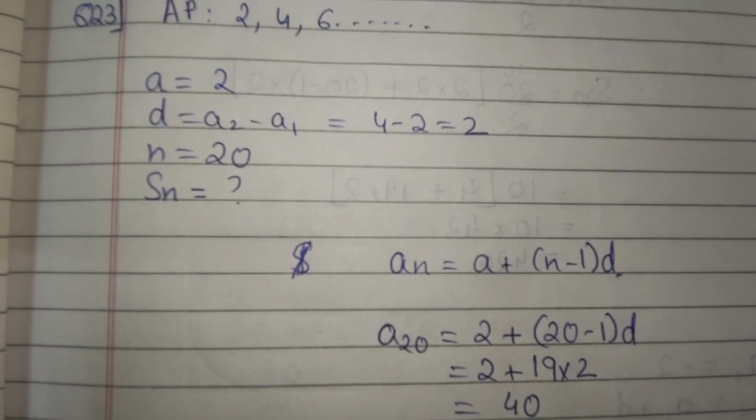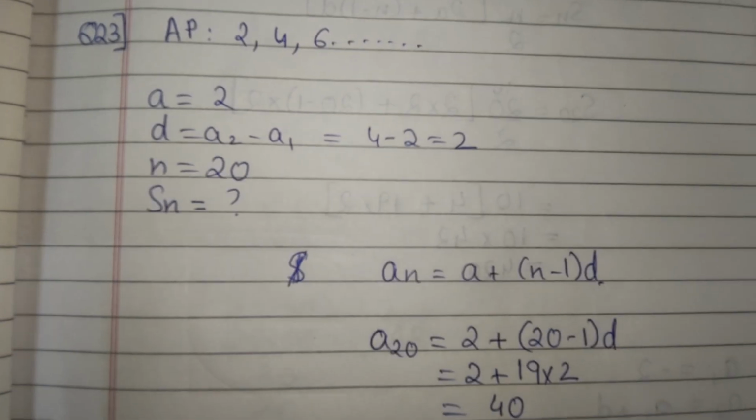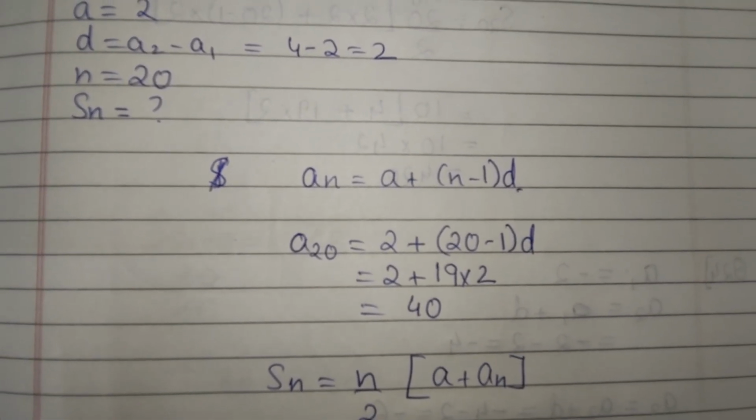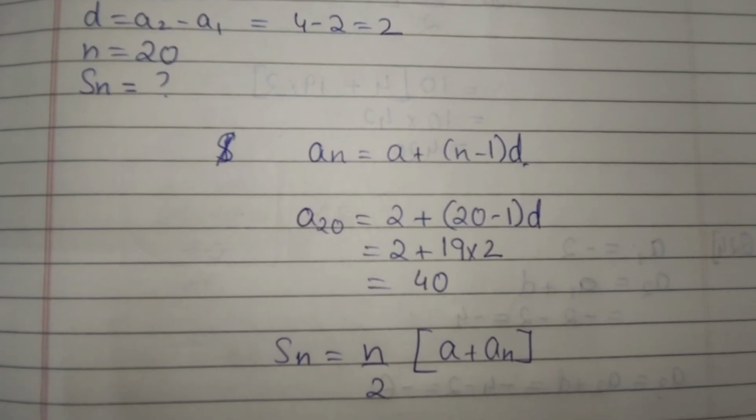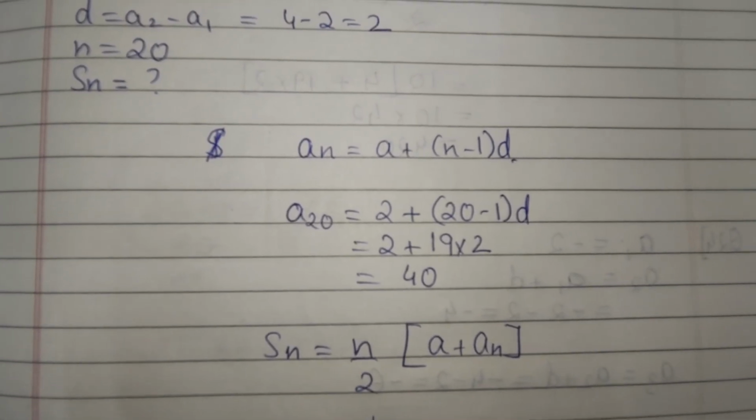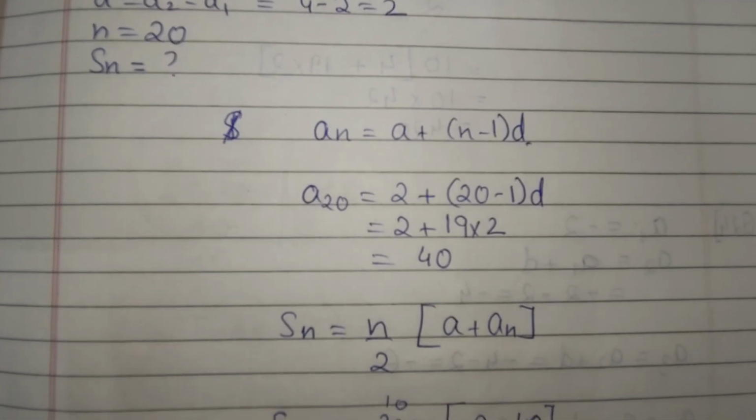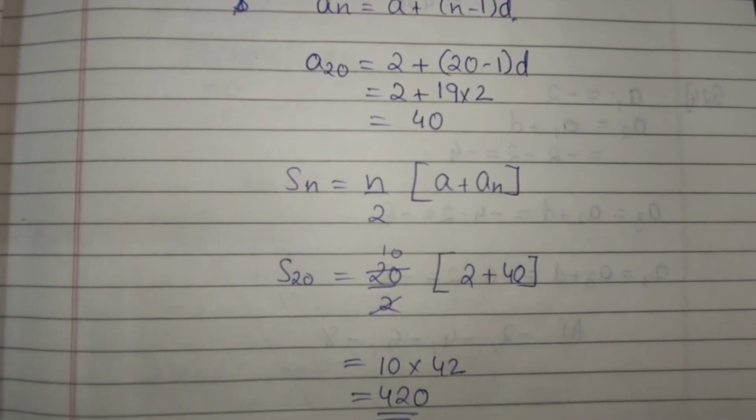First I'm using the an formula. an is equal to a plus (n minus 1) d. After substituting the values I will get a20 is equal to 40. Then afterwards I will be using the Sn formula.